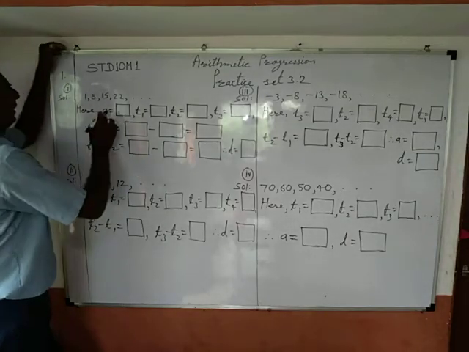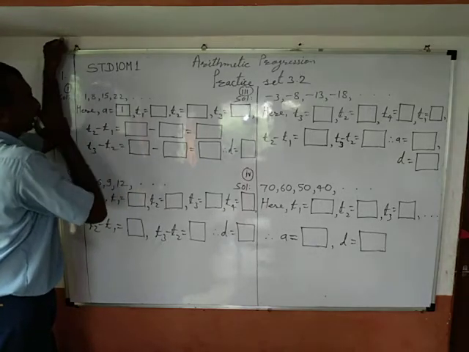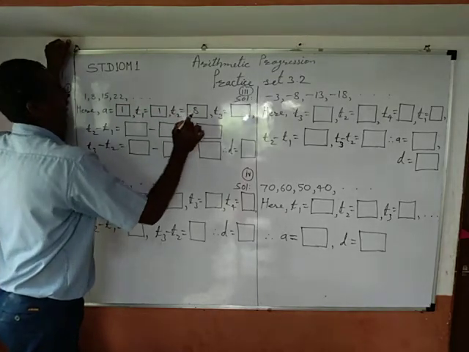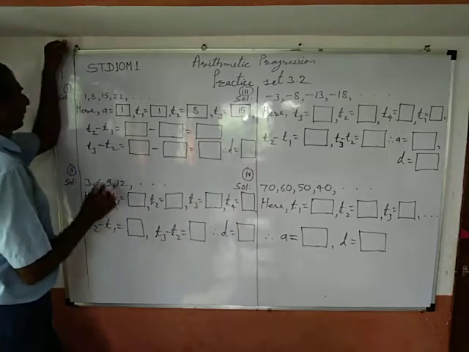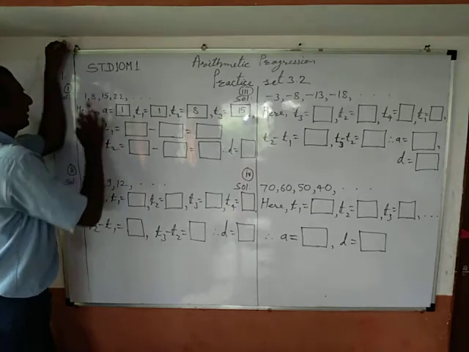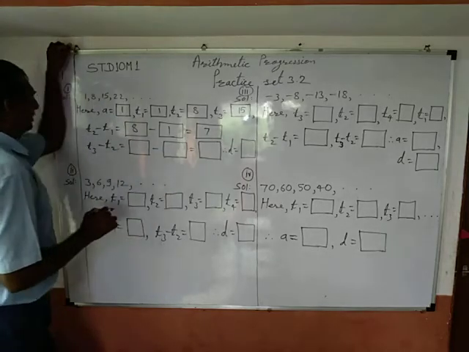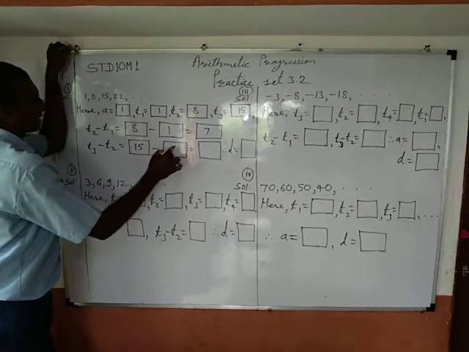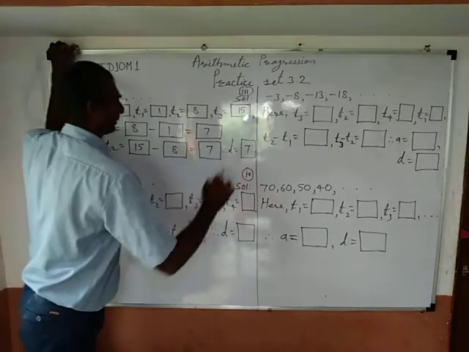Here A equals T1, and T1 is 1 here. That's why A equals 1. T1 is 1, T2 is 8, T3 is 15 and so on. Therefore, T2 minus T1, T2 is 8, T1 is 1. Therefore, 8 minus 1 gives us 7. Similarly, T3 minus T2 means 15 minus 8 gives us 7, and therefore D equals 7.